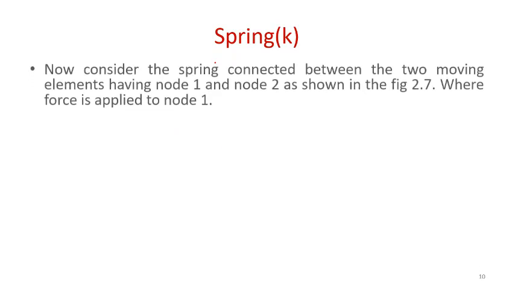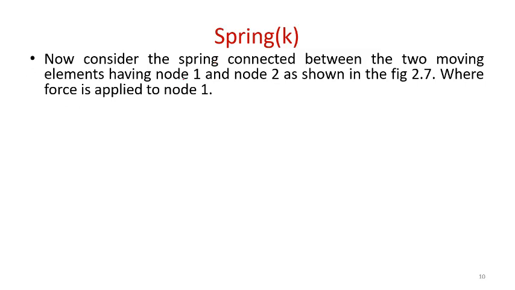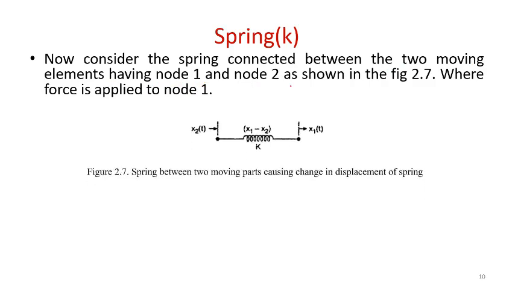Now let's consider a spring with two nodes. Here the spring is connected between two moving elements, having node 1 and node 2 as shown in the figure, where force is applied to node 1. At this node 1 we are going to apply the force. The applied force is represented by F of t or F. So this is the applied force, and for the applied force there will be a resistive or restoring force, F_R also, or we write it as F_k, the restoring force.